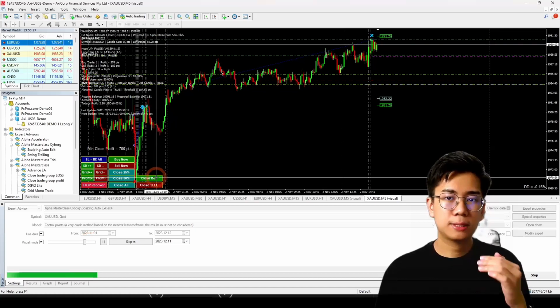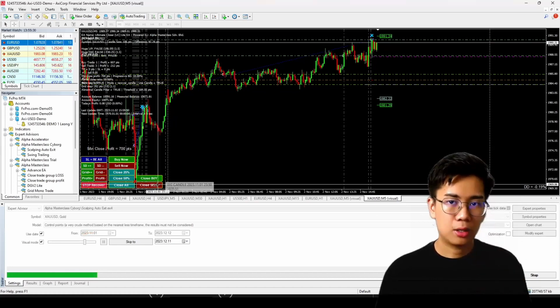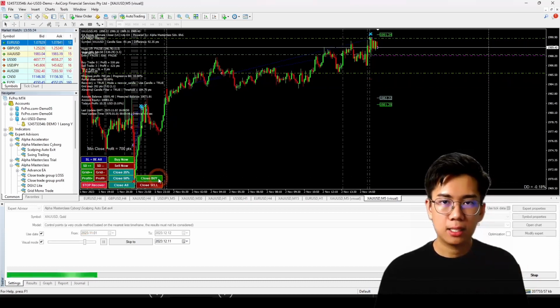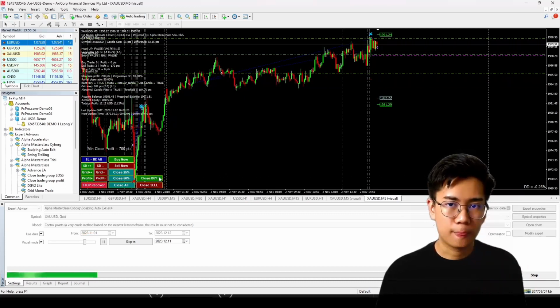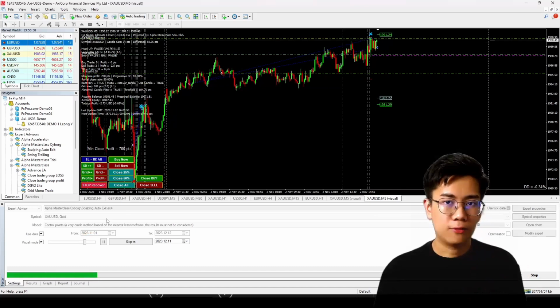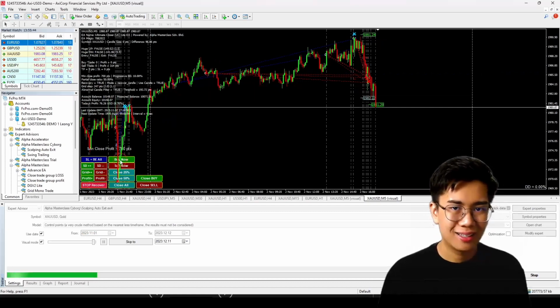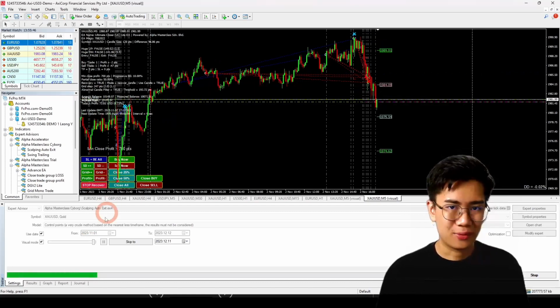So what you can do is specifically close buy or close sell. You can just click close buy, and it will just close the buy trade for you. Now, for example, let's say the market goes even worse. All right. Profit already.